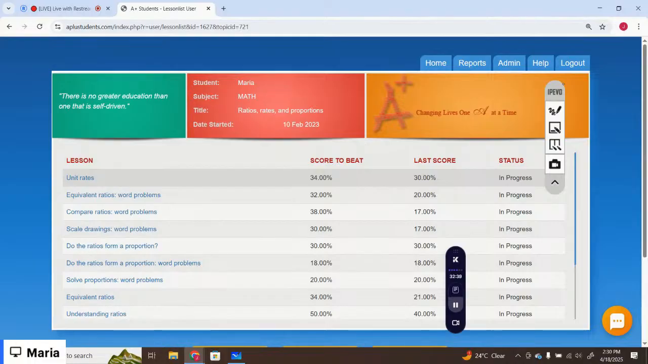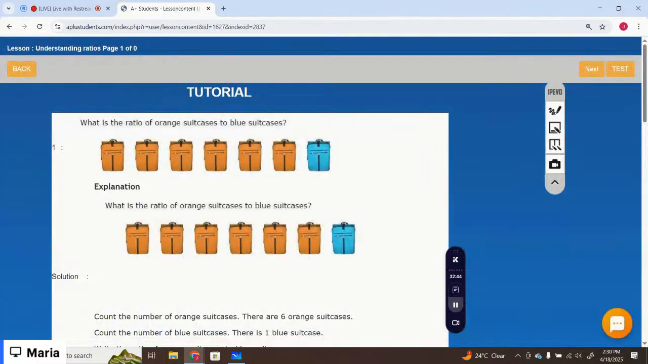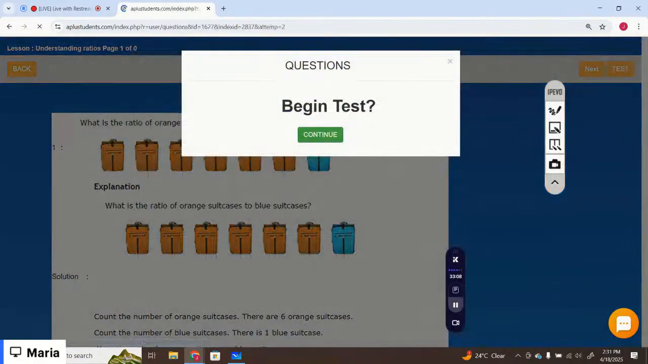The next lesson is understanding ratios. What is the ratio of the orange suitcases to blue suitcases? So we have 1, 2, 3, 4, 5, 6 orange suitcases to 1 blue suitcase. So that is 6 to 1. Let's just start with the test questions.